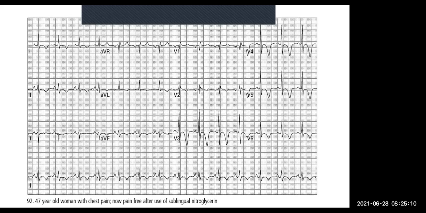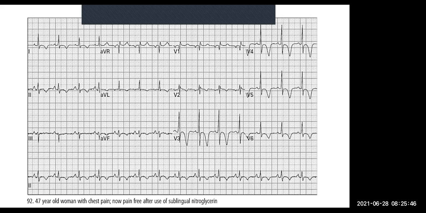So here we have a 47-year-old woman with chest pain, now pain-free after using TNT, all right? So our first thought is ischemia, agreed. TNT relieves ischemia, it causes vasodilation, normally allows for a bit of flow, it allows everything to go on. So we need to have a look through the ECG to see was there ischemia or wasn't there ischemia at the end of the day. All right, so let's have a look and see.